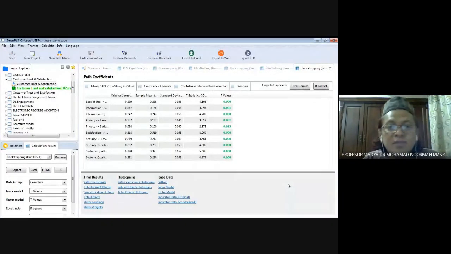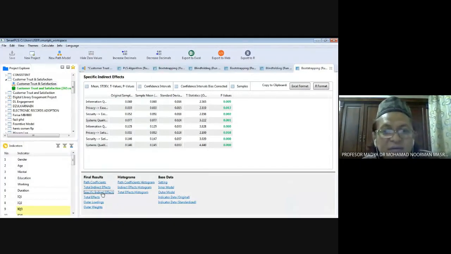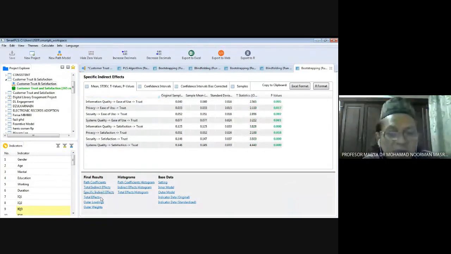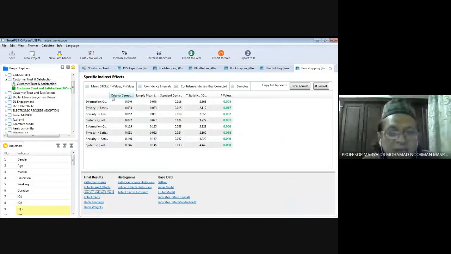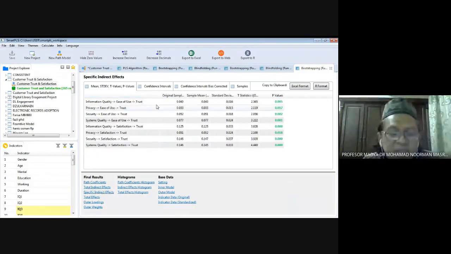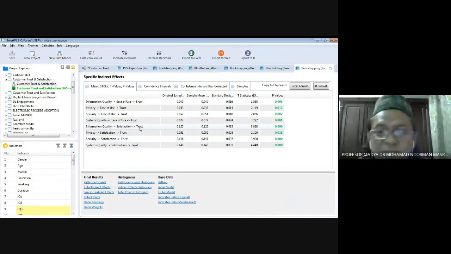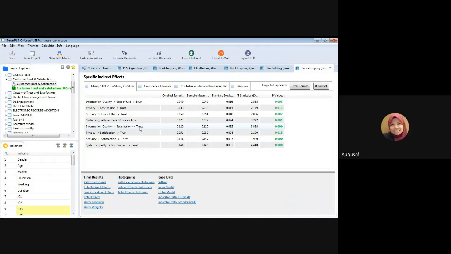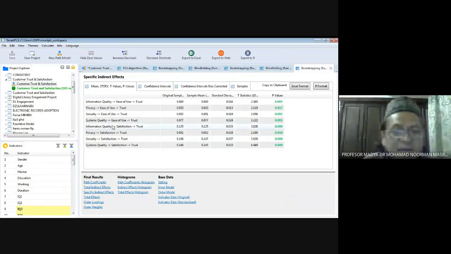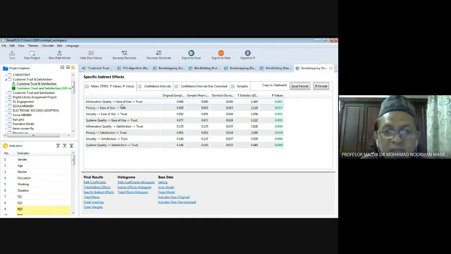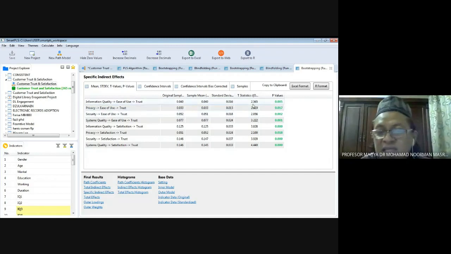Then you look at the specific indirect effect. You look at that, and then you can enlarge it. Can you see my SmartPLS screen, everyone? Yes. So you click on specific indirect effects, and then you can see here information quality, ease of use, and then trust. So does it mediate? Now you look at the T statistics. Yes, because it is above 1.645.